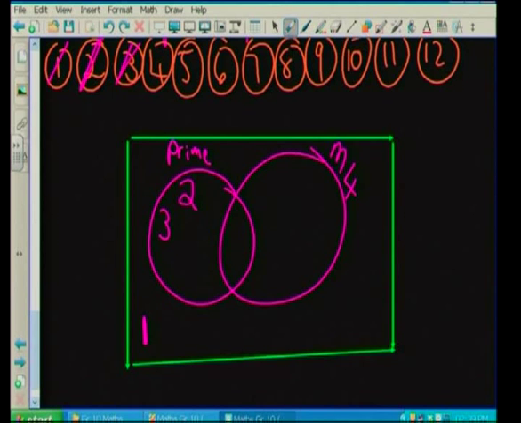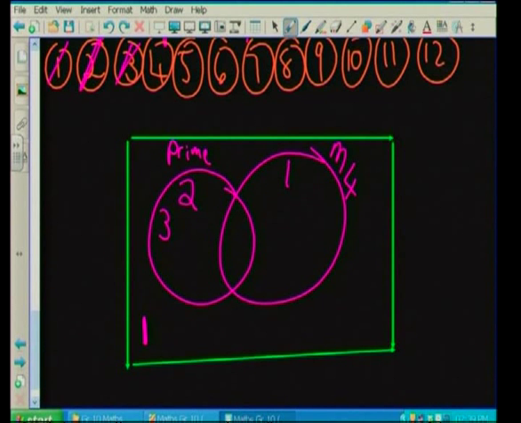Right. Next up, I have the number 4, and 4 is the first multiple of 4. Because remember, 4 times 1 is 4, 4 times 2 is 8, 4 times 3 is 12. That's the multiples. So I'm going to put 4 over here in the multiple of 4.